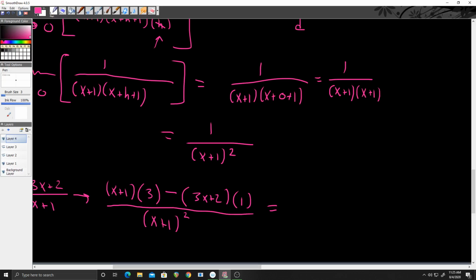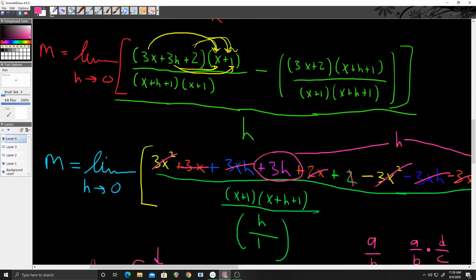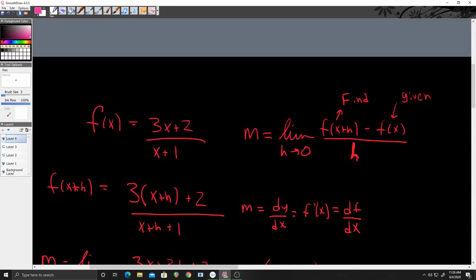I just want to make sure that this actually comes out to what we got. So I can distribute the 3. I get 3x plus 3 minus 3x minus 2 over x plus 1 squared. And that goes away. 3 minus 2 is 1. Oh, so good. That works out. Pretty cool. All right. Very nice. Yeah, so that works.